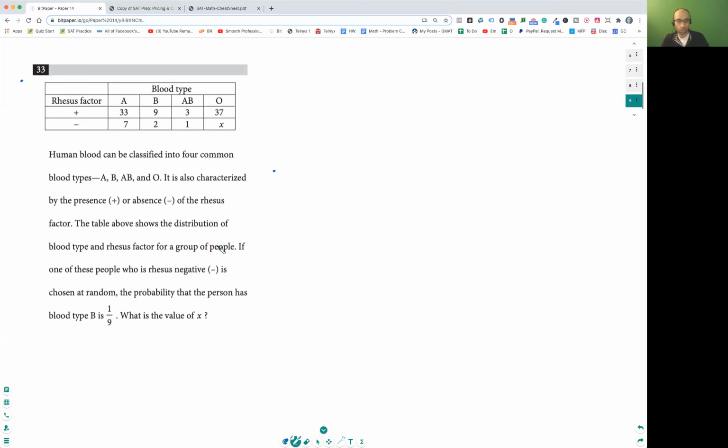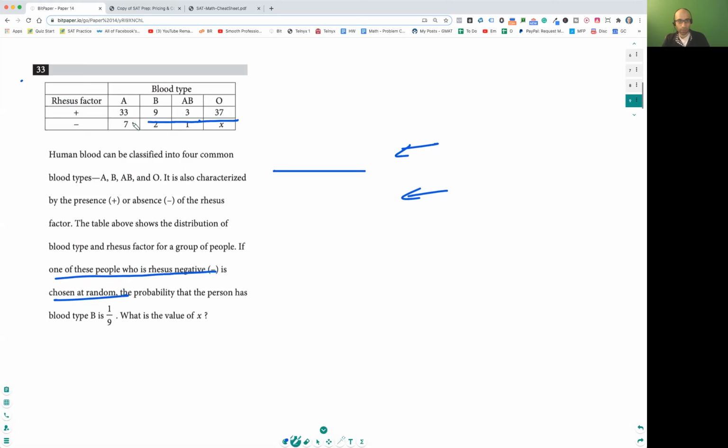So remember what you're doing here, right? In probability, there's always this idea: you've got the numerator here and you've got the denominator here. Yes, we're going to explain that right now, Miranda. So the denominator and the numerator, right? Usually the denominator is the one which is slightly confusing. So, okay, rhesus factor, right? If one of these people who is rhesus negative is chosen at random, that should be the denominator. So how many people are rhesus factor negative?